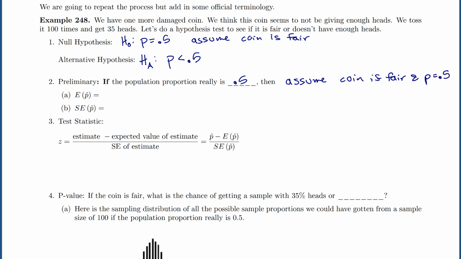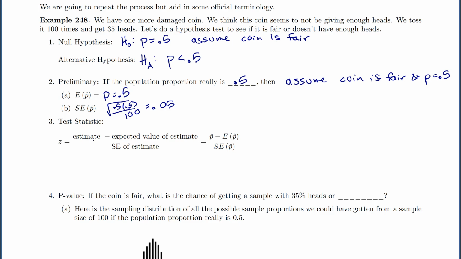And p equals 0.5. So then my expected value for p hat is just equal to p, so 0.5. And my standard error for p hat, we already did it, but let's just write it down again. So it's going to be 0.5 times 0.5 over my sample size of 100, which still gives me 0.05. So that's the preliminary work of knowing what our expected value and standard error are.